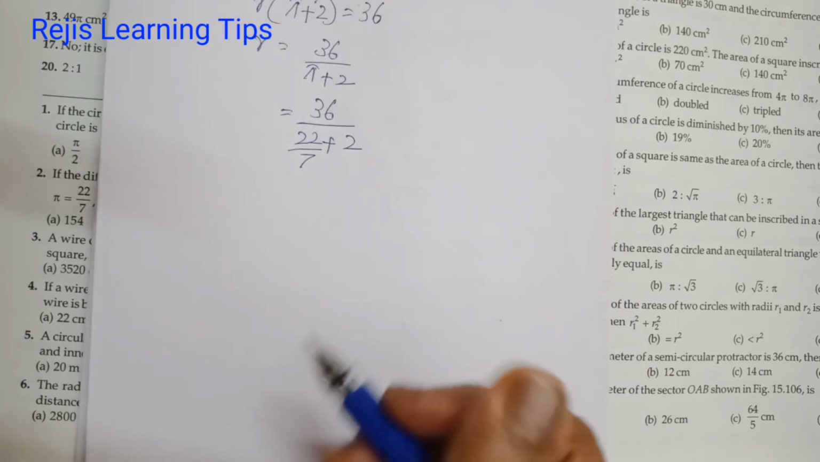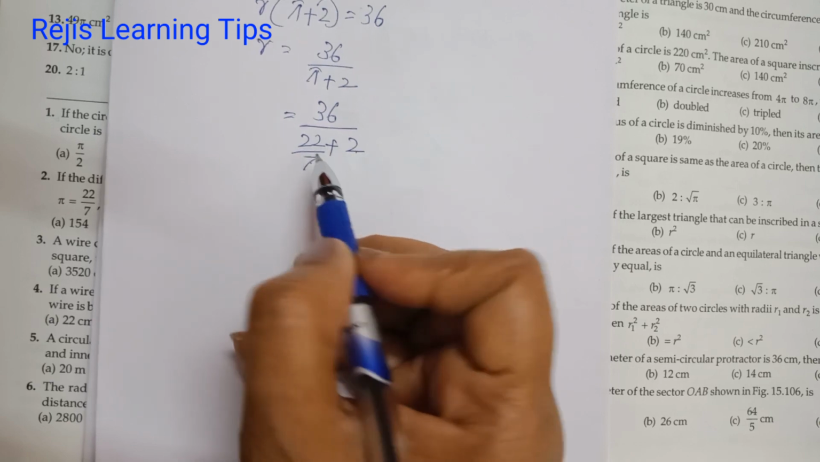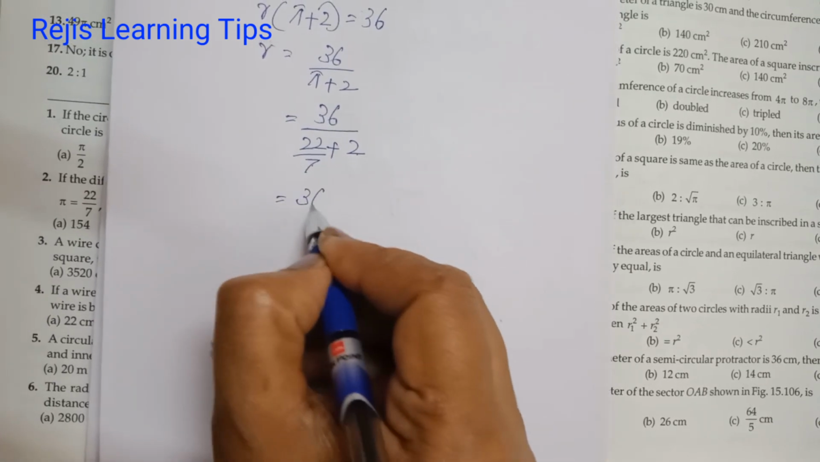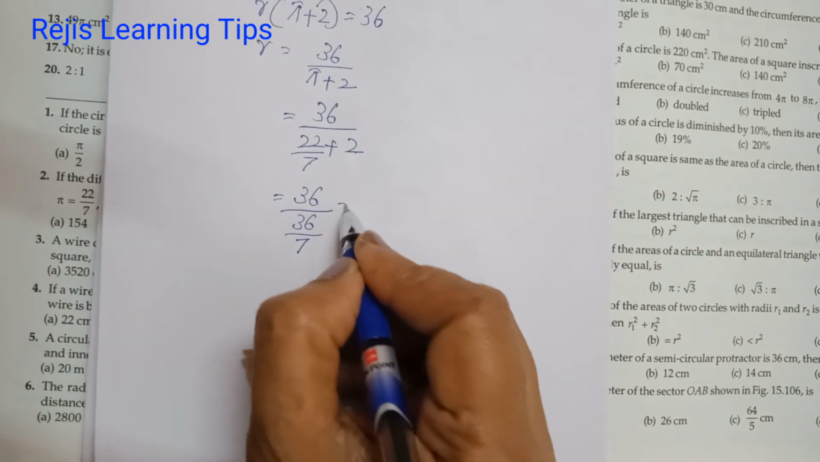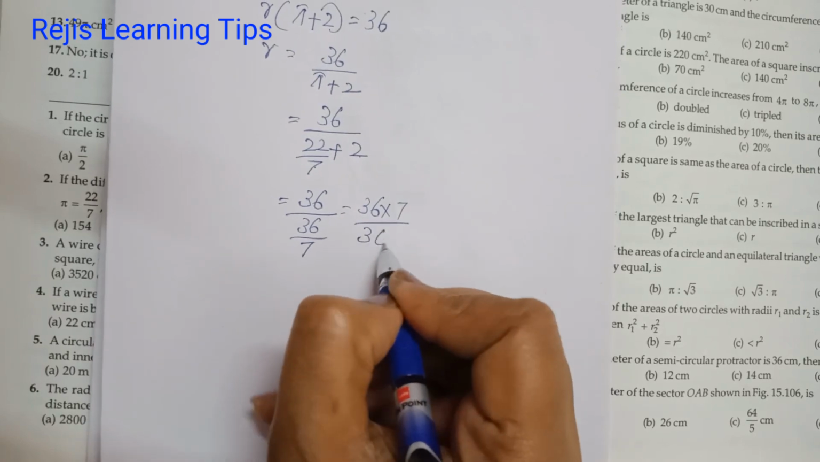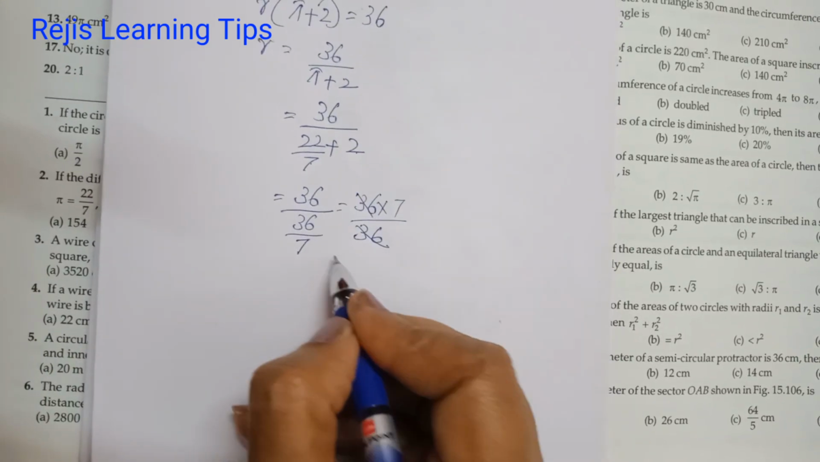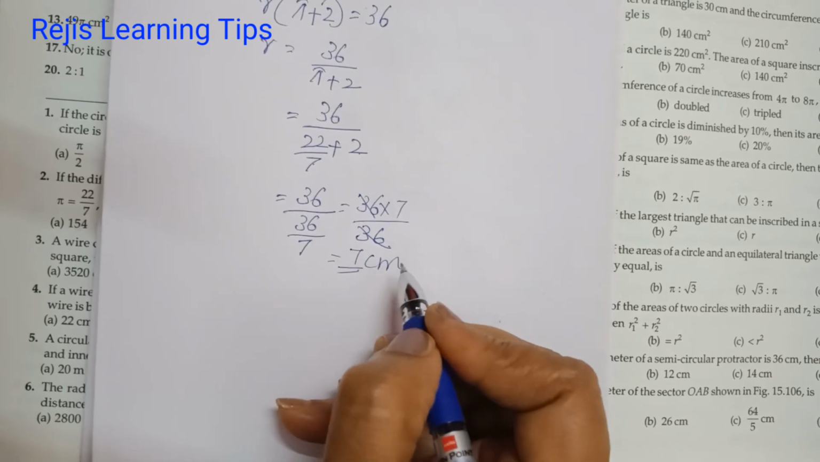22 by 7. 7 into 2 means 14. 14 plus 22 means 36. That is 36 divided by 36 by 7, that is equal to 36 into 7 by 36. We can cancel this 36 and 36. Then we will get 7. So radius is equal to 7 centimeter.